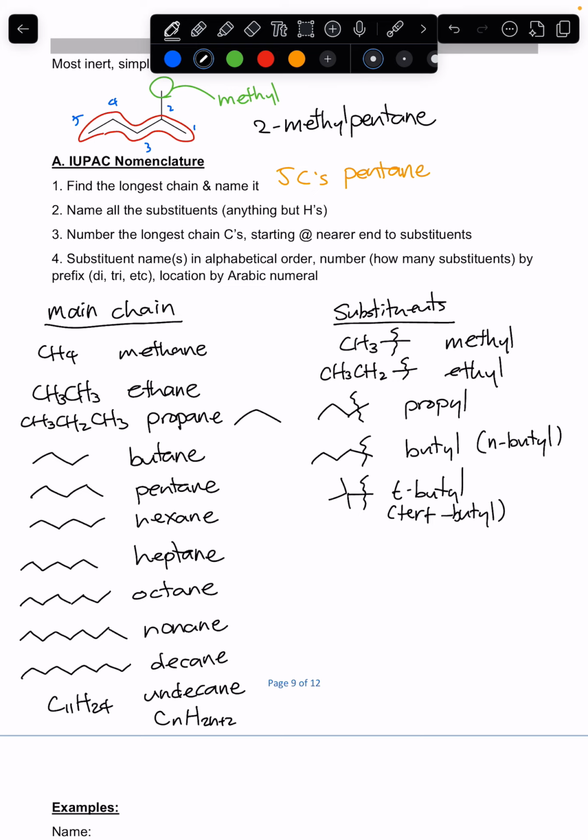And then another, I forgot to mention, for propyl group, you could have this. This is isopropyl. Those are some other examples of variations of butyl or propyl group you might see. So this could be called n-propyl as well. Notice for ethyl and methyl, you can't draw it any other way or attach it any other way.